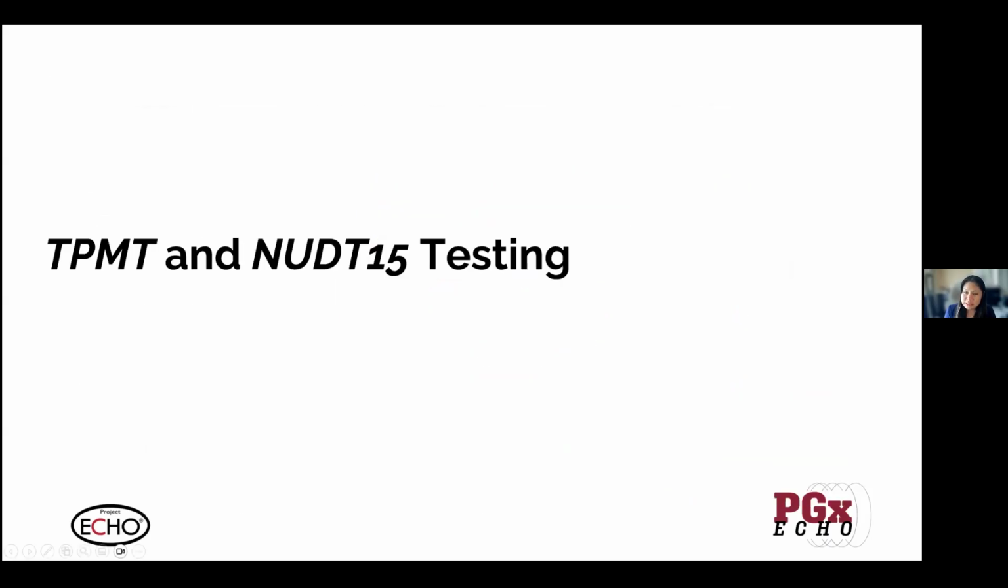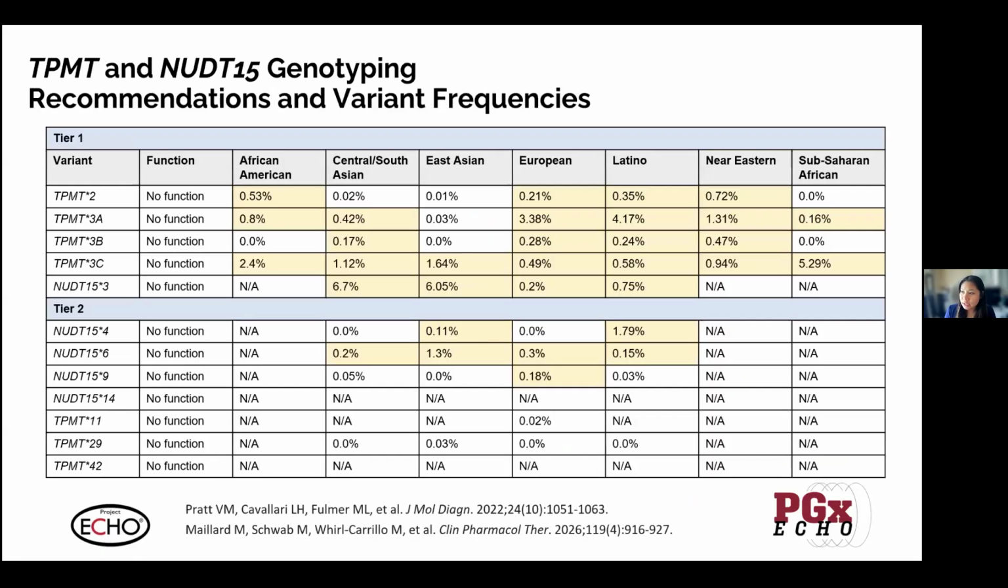When it comes to TPMT and NUDT15 testing, these are the AMP genotyping recommendations. So you have your tier 1 and tier 2. I just highlighted here the functions as well as the frequencies in these different ancestry groups. And the boxes in yellow are any frequencies above 0.1%. So just making a note of that.